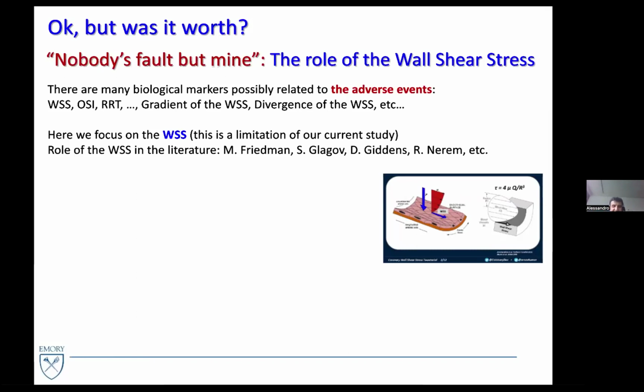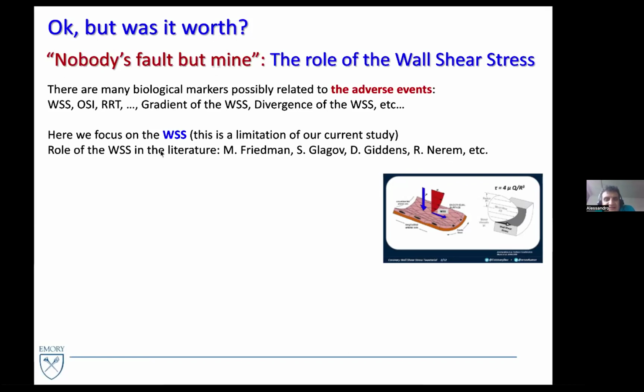So the wall shear stress, I think there are studies starting at the end of the 70s, early 80s by several great people: Morton Friedman, Seymour Glagov, Don Giddens, Bob Nerem. Bob Nerem was the founder of the Department of Biomedical Engineering at Georgia Tech, with Don too. Bob passed away a few years ago, just 3-4 years ago.